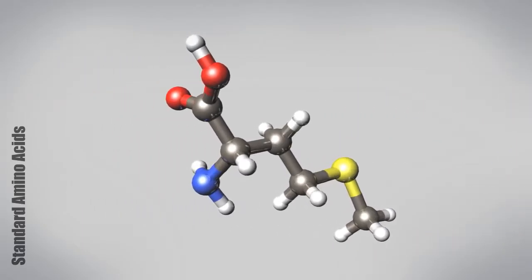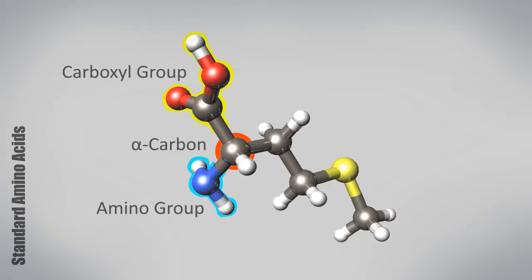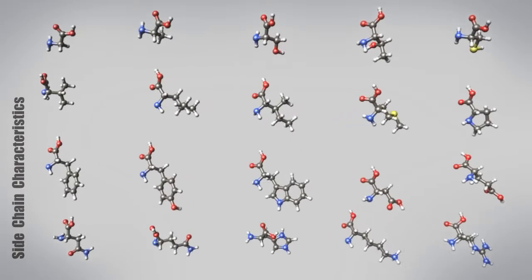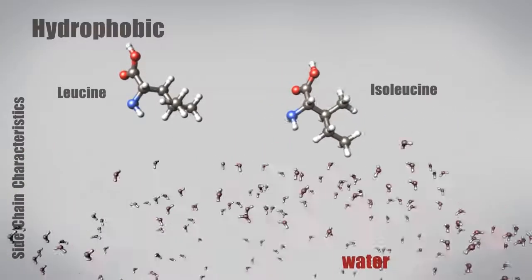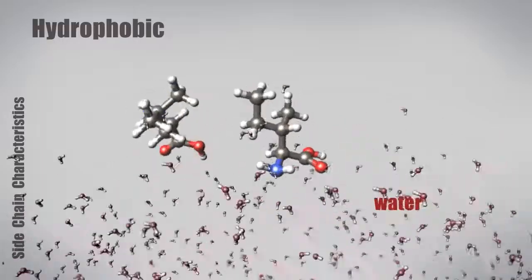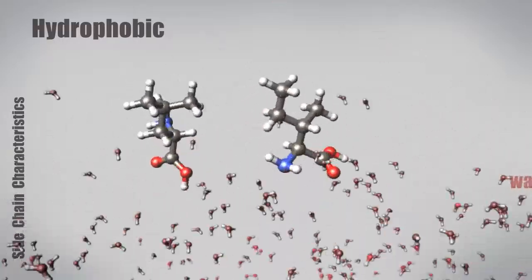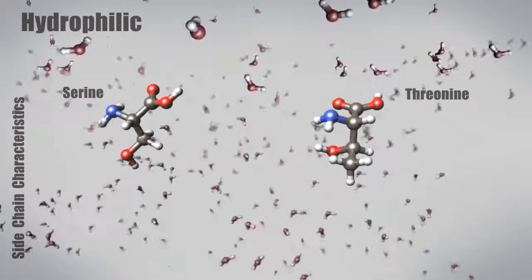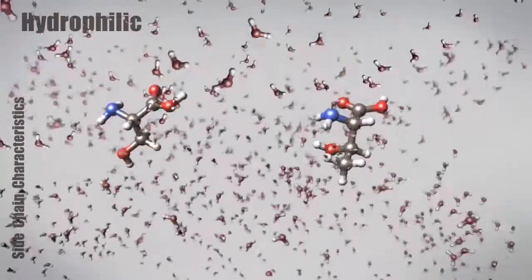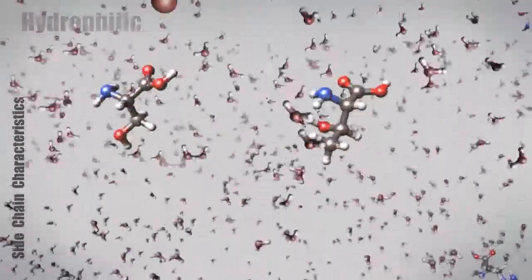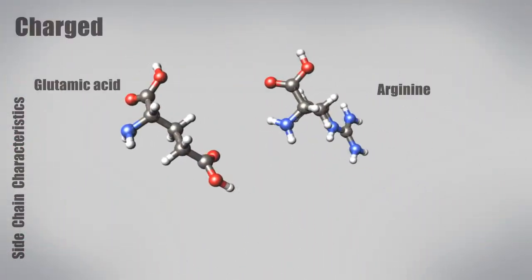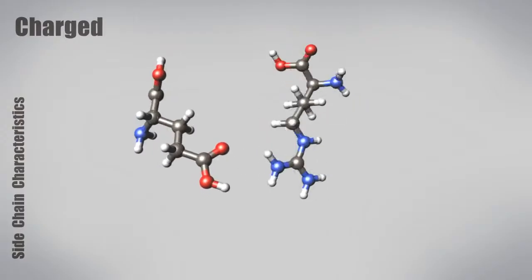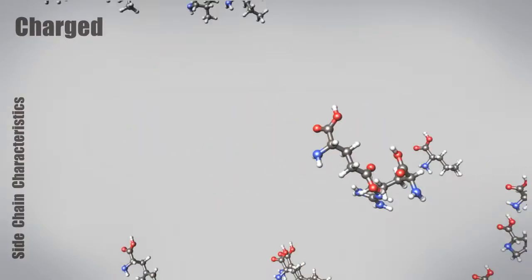Amino acids are made of carbon, oxygen, nitrogen, hydrogen, and sulfur atoms. These atoms form an amino group, a carboxyl group, and a side chain attached to a central carbon atom. The side chain is the only part that varies from amino acid to amino acid and determines its property. Hydrophobic amino acids, such as leucine and isoleucine, have carbon-rich side chains, which don't interact well with water. Hydrophilic amino acids, such as serine or threonine, interact well with water. Charged amino acids like glutamic acid or arginine interact with oppositely charged amino acids or with water.